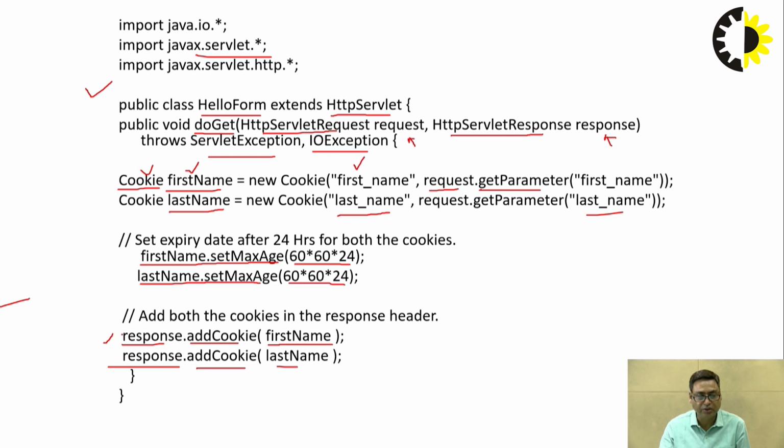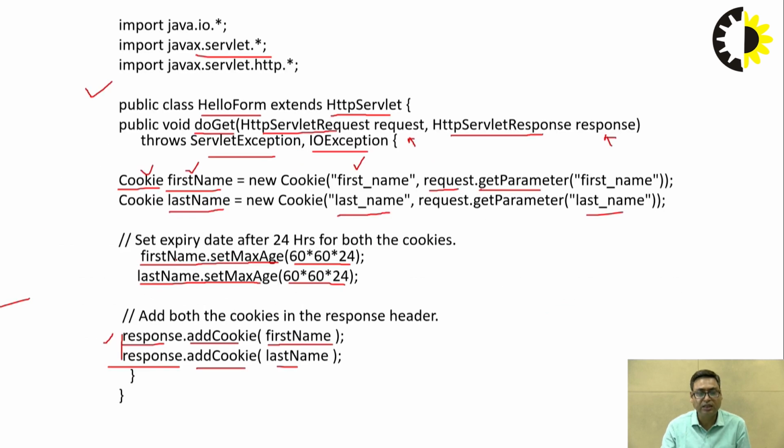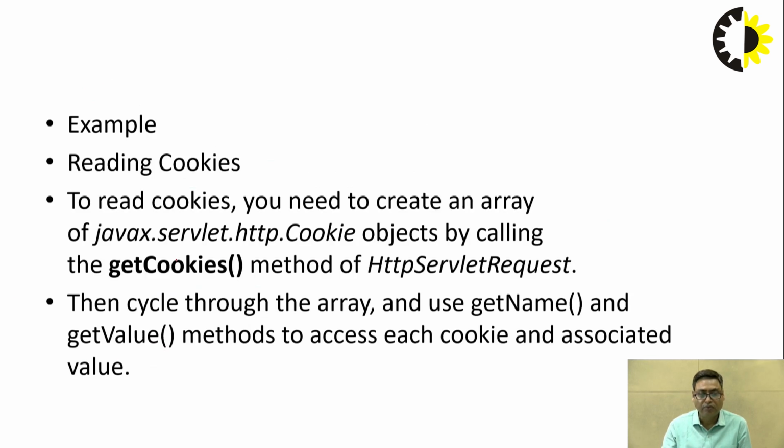So with the help of these two statements, we are storing the two cookies, first name and last name, at the client machine. So this is the first program. We have discussed two programs. One is an HTML program to get the value from the user, and second, we are calling a servlet to create the cookies as well as setting the age of the cookies and storing the cookies from the server to the client machine. Now we have a third program, to read the cookies.